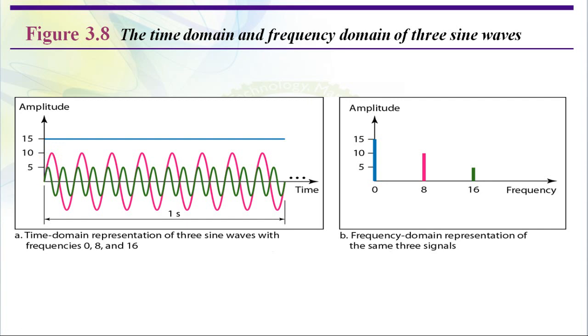So how can we represent these in the time domain and the frequency domain? As we have seen in the figure, if we want to represent it in the frequency domain, first the blue line has an amplitude, or peak value, of 15 volts, but the frequency is zero. Now the second sine wave has a frequency of 8 and a voltage of 10. Its peak value is 10 volts, so we represent it here at 10 volts, and its frequency is 8.